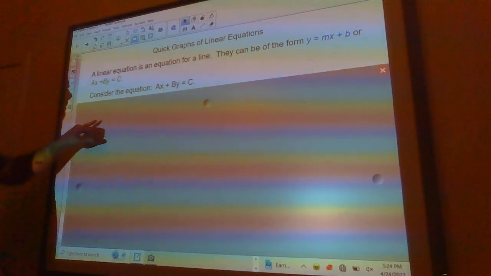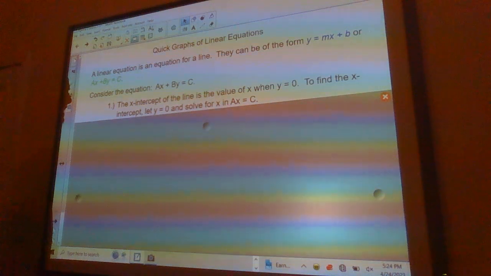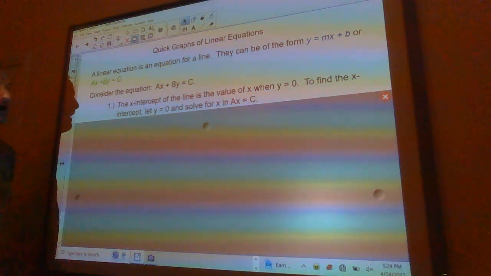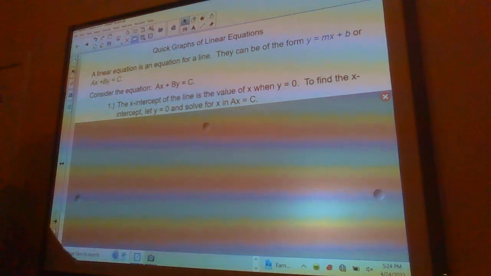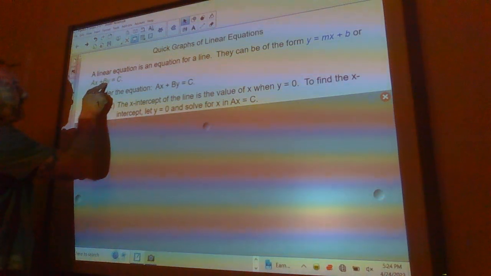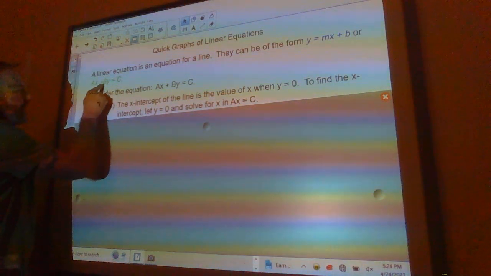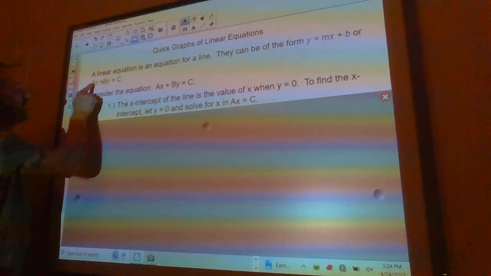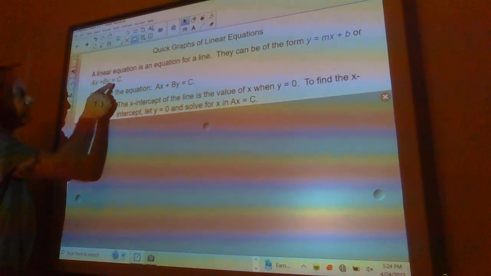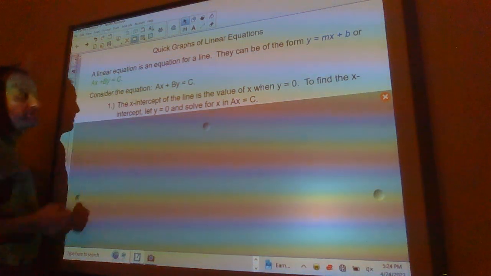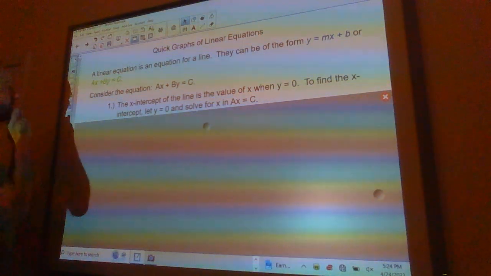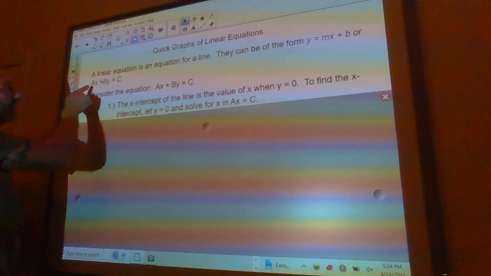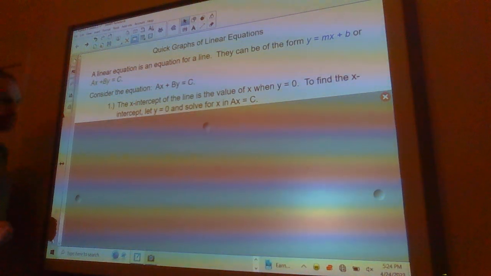Consider the equation ax plus by equals c. The x-intercept of the line is the value of x when y is 0. So if I plug 0 in here for y, whatever this value of b is just disappears, because 0 times any number is 0. You get ax equals c. You can divide both sides by a, and your x-intercept is going to be c divided by a.